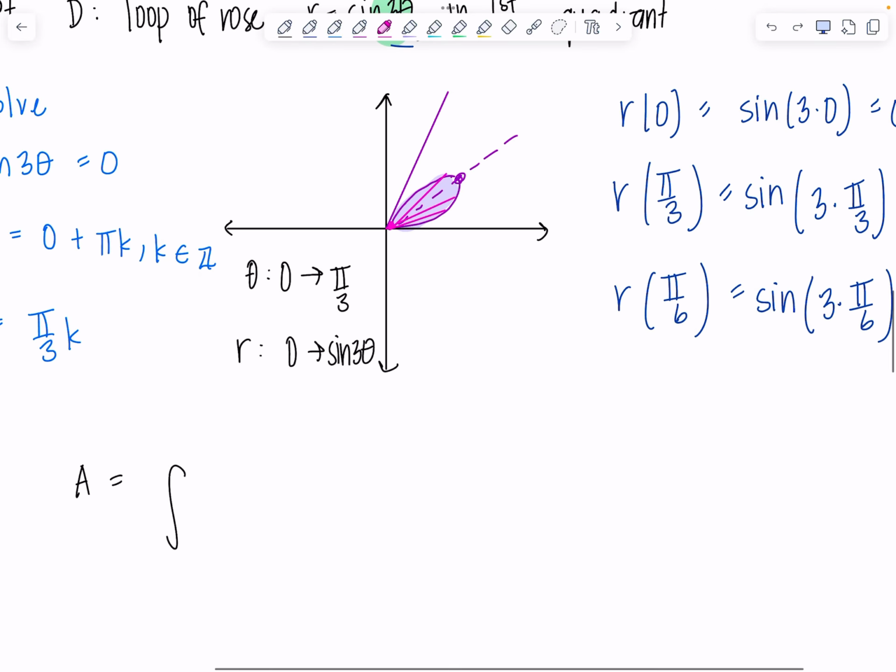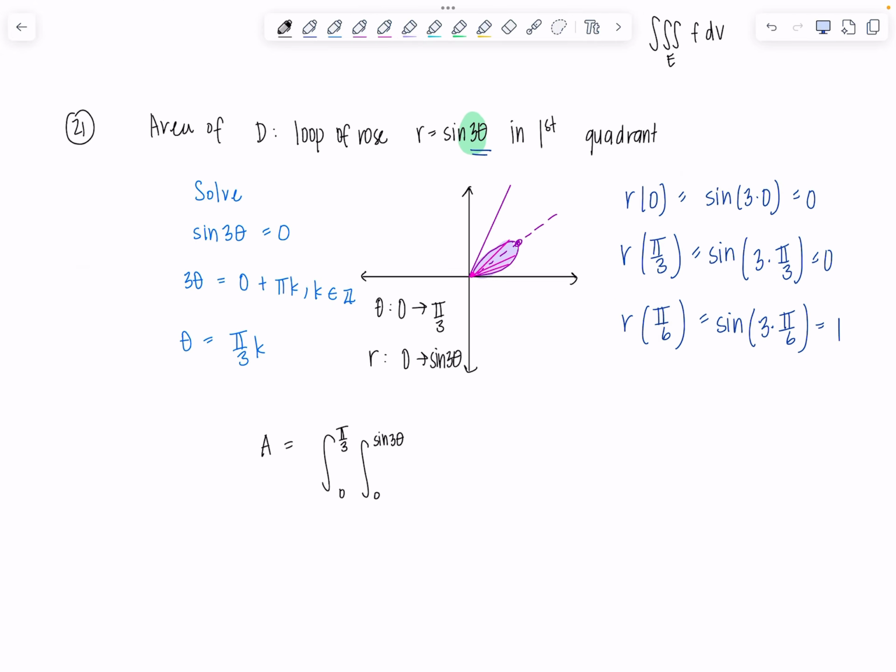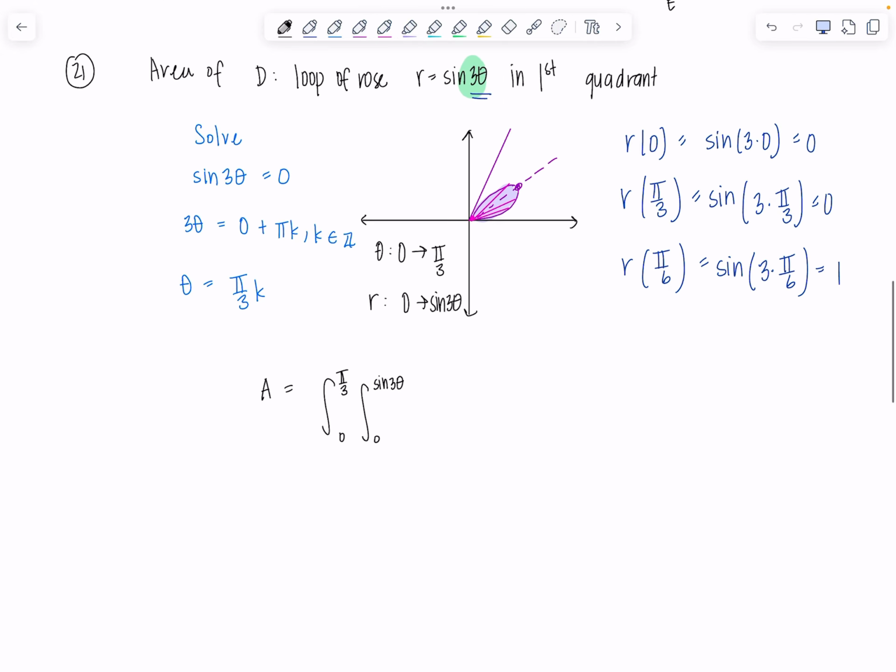Okay? So shall we set it up? 0 to pi over 3. 0 to sine 3 theta. What's dA? Good. Do you need help integrating? No? You're good?